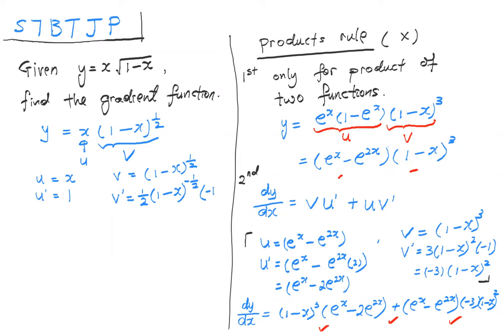Right? Okay. So equal to. So I'm going to write this in a fraction form so that it's easier for me to simplify later on. So I will write it as -1 over 2 square root of 1 minus x. Okay. So my dy dx will be equal to v u prime plus u v prime.